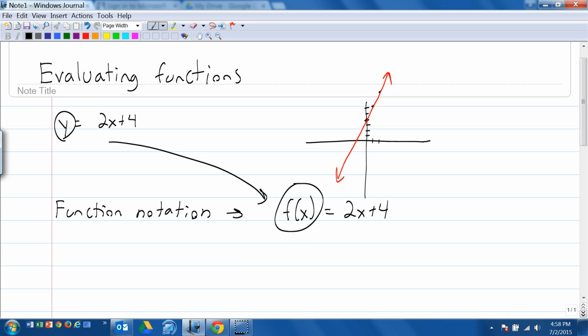This does not mean f times x. This just means the function with respect to the input variable, which is x. So it's telling you that x is the input variable. Okay, so that's very important.